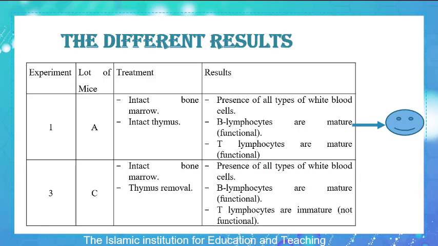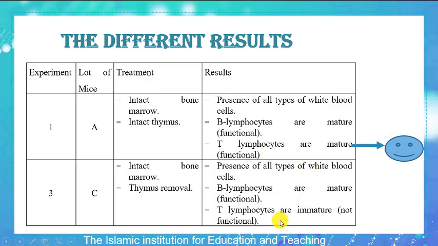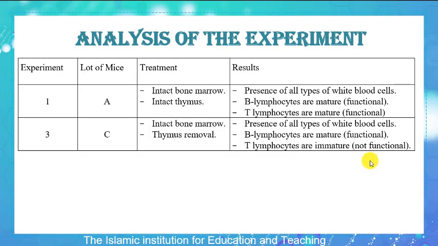In experiment 1, B lymphocytes are mature. Also in experiment 3, B lymphocytes are mature. In experiment 1, T lymphocytes are mature. That means that they are functional. In experiment 3, T lymphocytes are immature, not functional. They can't act. Hence, let's make the analysis of this experiment.